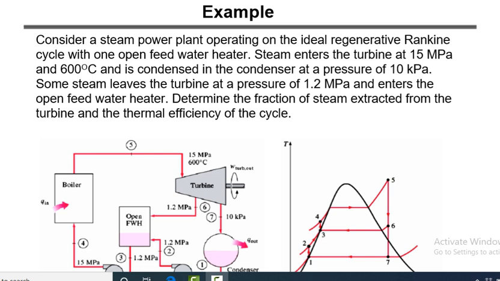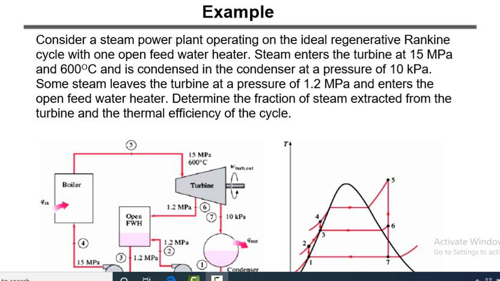First of all, you have to identify the numerical. Which cycle does the numerical belong to? The reheat cycle, the regenerative cycle, the open feed water heater, or the closed feed water heater? That means first you identify it. This numerical belongs to the open feed water heater. Then what is given in this case? This is a part of the regenerative Rankine cycle.